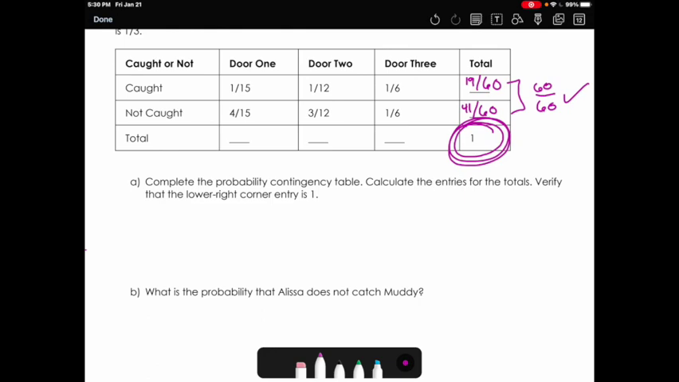So now we have to check the columns that have the doors and check those probabilities and make sure that those totals add to 1.